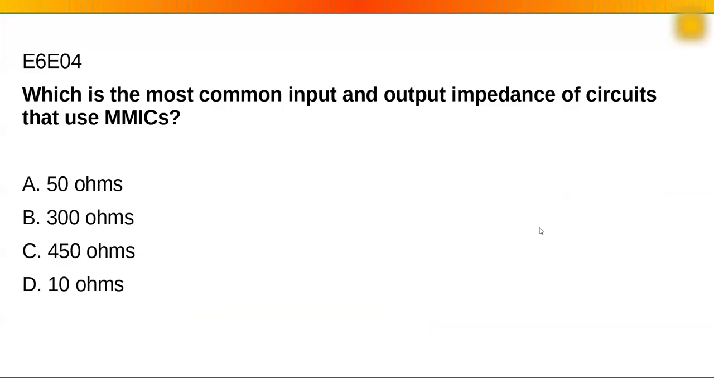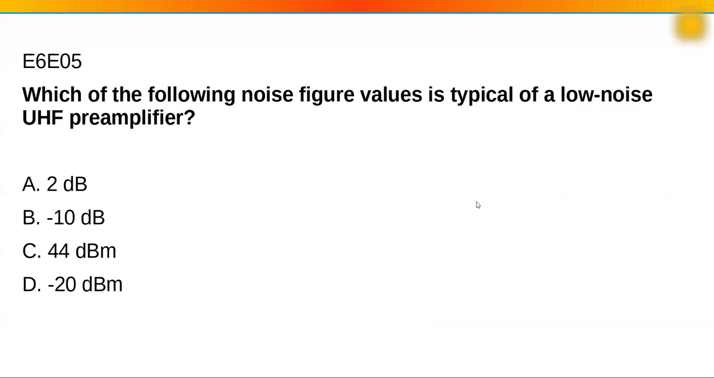Which is the most common input-output impedance of circuits that use MMICs? 50 ohms. Which of the following noise figure values is typical of a low noise UHF preamplifier? Alpha.